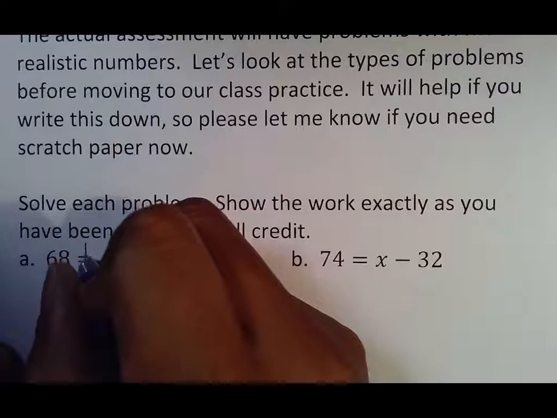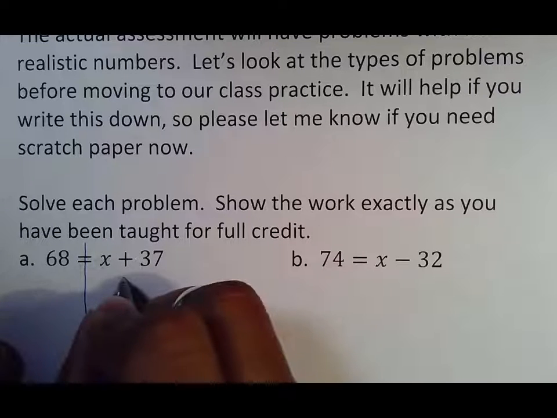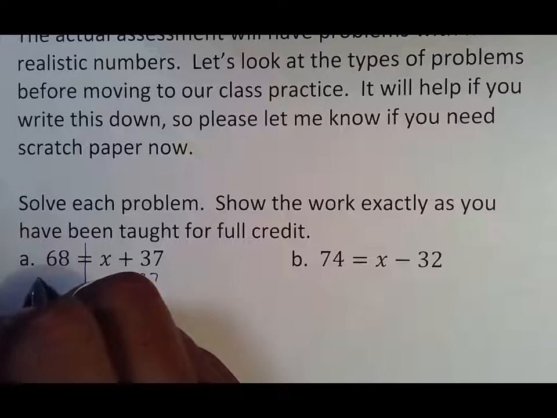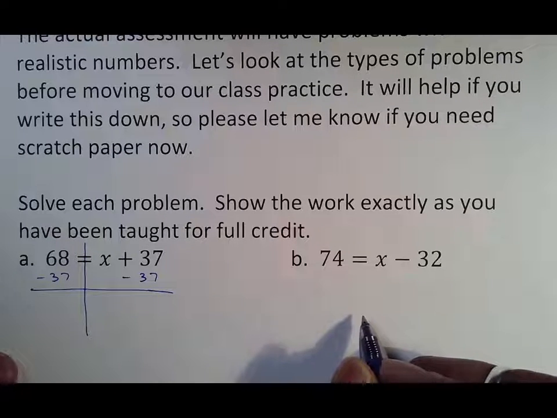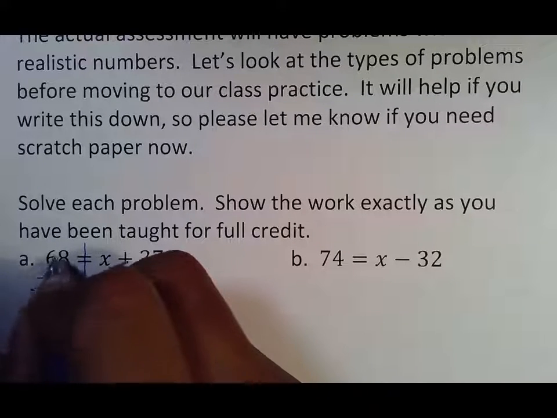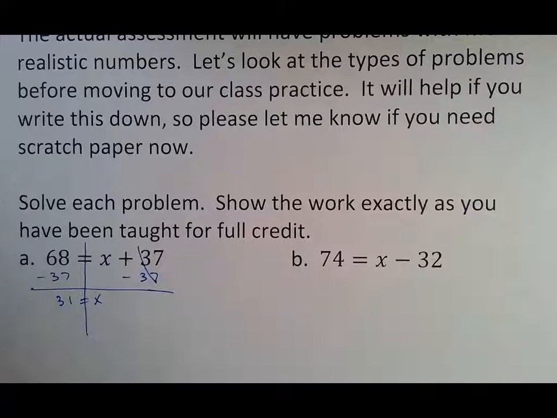On A, we're looking at x on the right. X is adding 37, so we want to offset that by subtracting 37. By the way, if at any point you want to pause the video to try it on your own, that's a good idea. 8 minus 7, 1. 6 minus 3, 3. Bring down the x. Those two things cancel. That is our answer. X is 31.